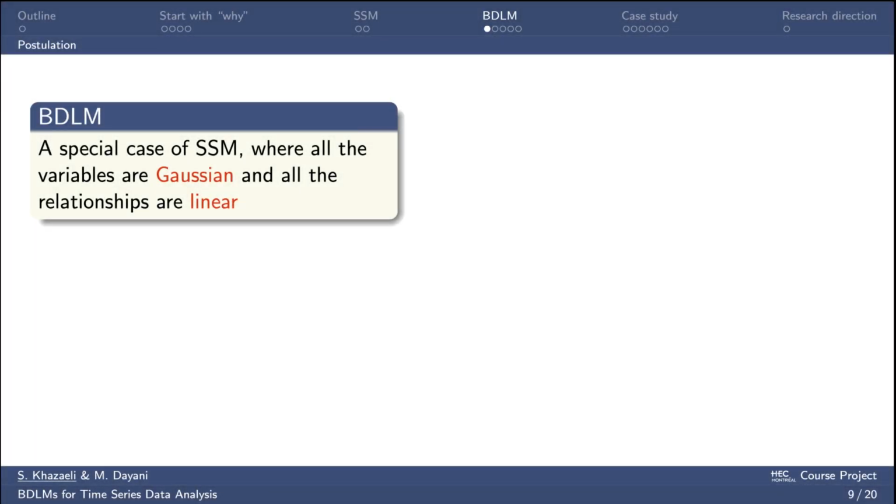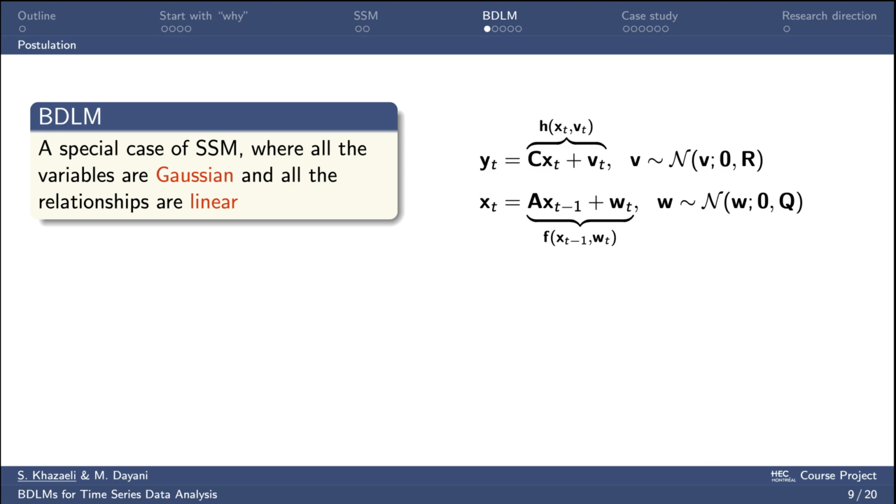Now we get to the point that we can present BDLM. BDLM is a special case of a state space model, where all the variables are Gaussian and all the relationships are linear. Mathematically, it is represented by two linear equations. The first equation is Cx plus V. In BDLM, V is a Gaussian distribution with mean 0 and the covariance matrix R. C is called the observation matrix. It is a matrix that determines how the underlying dynamics are superposed to generate the observation.